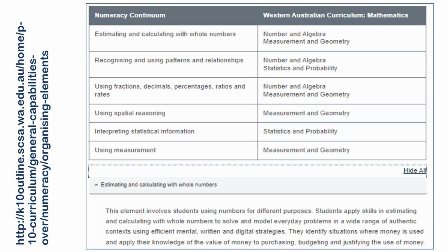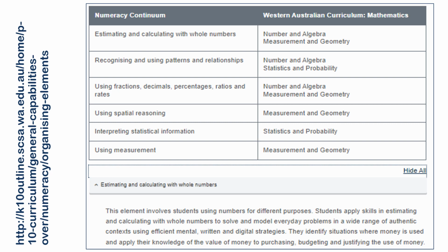In the West Australian Mathematics curriculum, the Australian Mathematics curriculum, this little table is quite nice because you can see at the top it talks about the numeracy continuum, and it breaks numeracy down into these 6 areas: estimating and calculating with whole numbers, recognizing and using patterns and relationships, and I'll talk to you more about patterns and the importance of them, using fractions, decimals, percentages, ratios and rates, spatial reasoning, statistical information, and using measurement. All of those elements combine to help you be a numerate person.